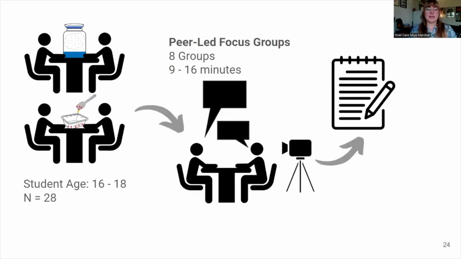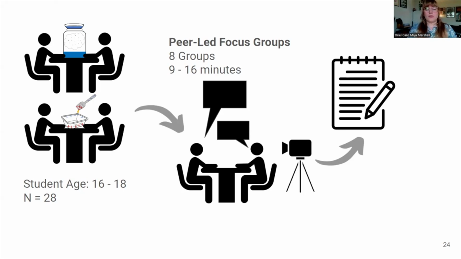Now, the reason that we did these in peer-led groups, so they were just self-led, is partly for practical reasons. There weren't enough of us, the researchers, to be in all the groups, but also so that they had the freedom to present their authentic opinions. So they weren't trying to please the researchers or the teachers. If they didn't know what was going on, they could say that freely to their peers. So we then transcribed these focus groups.